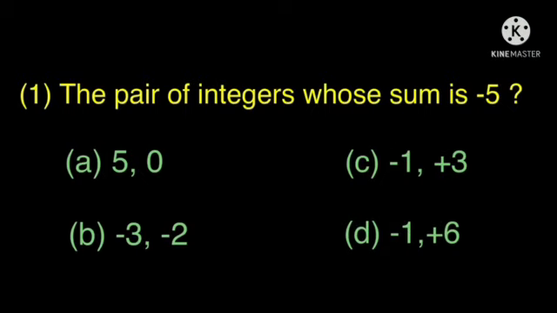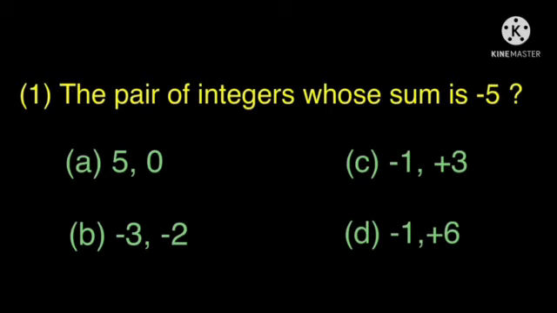Now I will tell you the answer for this question. First we will go to the first option. The given is 5 and 0. We have to add 5 plus 0. 5 plus 0 is 5. Means here the first option is wrong because it is a positive number. We have to get a negative number. Let us see one more example.